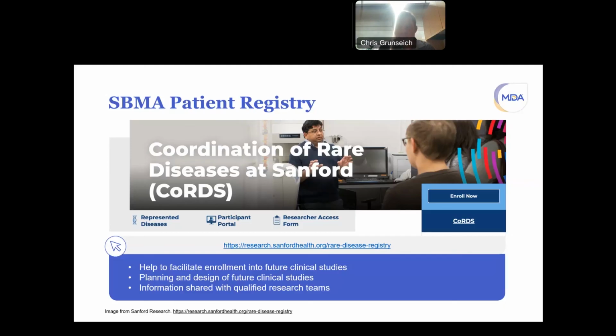Our group has used this for the recent study that we participated in, and it proved very helpful. I think it's an important resource, not only for SBMA, but for other diseases that you're hoping to enroll patients into future clinical trials. Next slide.